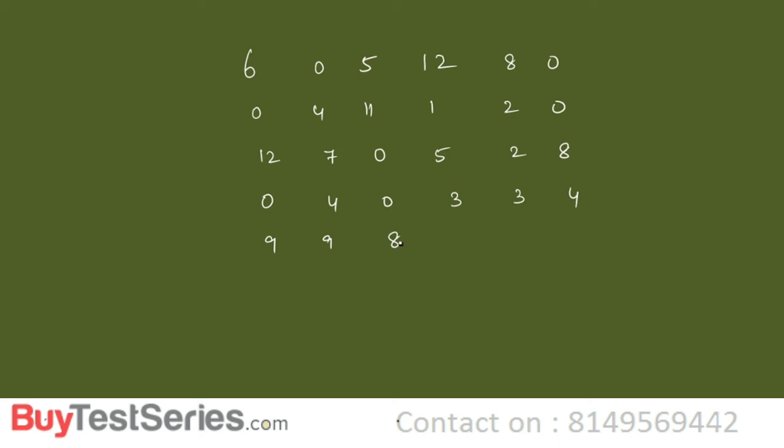I'll explain. The matrix rows are: 6, 0, 5, 12, 8, 0, 0, 4, 11, 1, 2, 0, 12, 7, 0, 5, 2, 8, 0, 4, 0, 3, 3, 4, 9, 9, 8, 4, 0, 9, 4, 0, 0, 0, 0, 2.